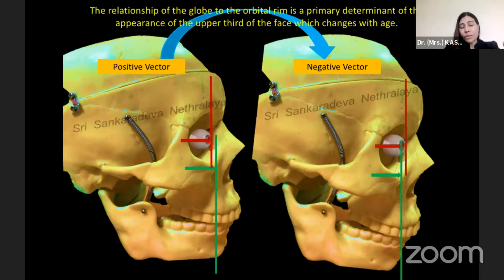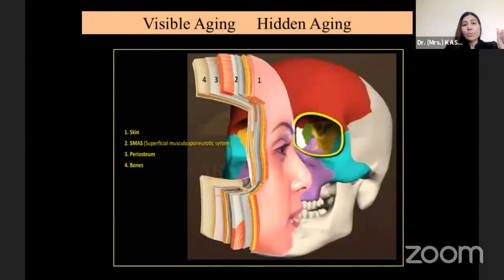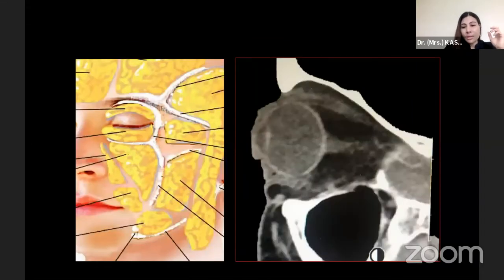The change from the positive to the negative vector can have both visible changes and hidden changes. The hidden changes are basically seen in the ligaments, bone, and the SMAS, and the visible changes are in the skin, but the most important are the hidden changes. As you can see here, the ligaments are so important, especially when you deal with the tear trough. This is the orbitomalar ligament that you can see. The sagging of the ligament, the sagging of the tissue, the deterioration, deflation, all lead to all the changes that we have seen here.